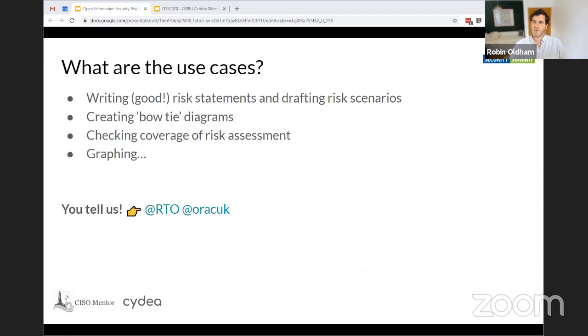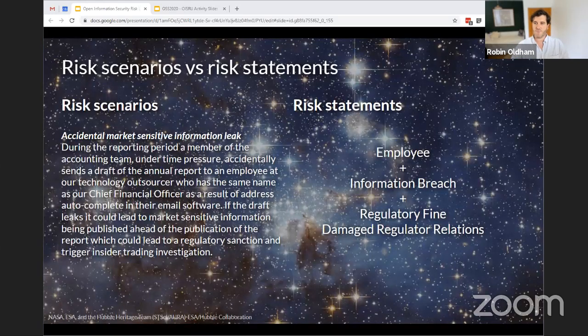So we talked through a little bit of the use cases about writing good risk statements and drafting risk scenarios, and then we went on to talk about creating bow ties and checking coverage and graphing. And the difference between a risk scenario, which is a broader narrative to help communicate an example to others within the business, and a risk statement, which is a shorter, more succinct factual purpose.